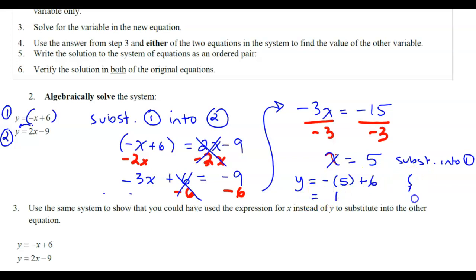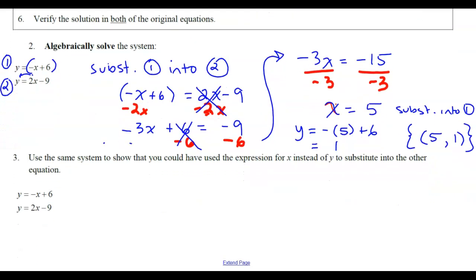So now my solution is my x value and my y value as an ordered pair. Unless it's an application, you'll need to make a statement about what's happening. Okay, so that's the method of substitution. Okay, now this next step says use the same system, so it's the exact same question, to show that you could have used the expression for x instead of y to substitute into the other equation.